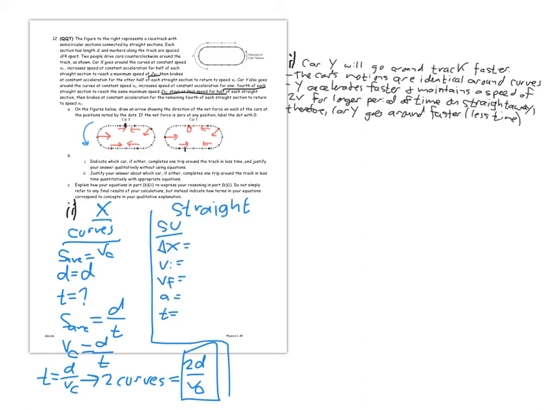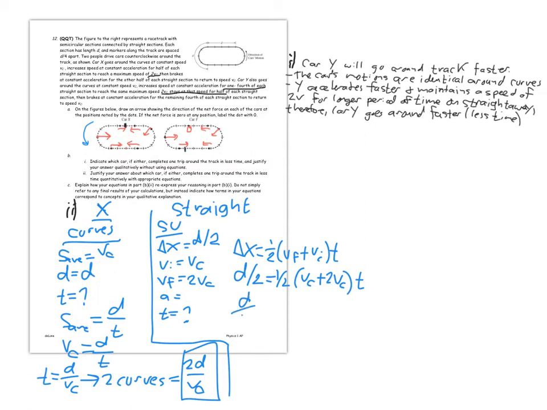For the straightaway, there's really two parts to it for car X at least. We're speeding up for half. So our displacement is D over 2, and we're going from a speed of vC to 2vC. We don't know our acceleration, so I'm just going to leave that blank, and we're solving for our time. So I'm going to use the equation displacement equals 1/2 times (vF plus vI) times t. So D over 2 is equal to 1/2 times (vC plus 2vC) times t. So D over 2 is equal to 1/2 times 3vC times t.